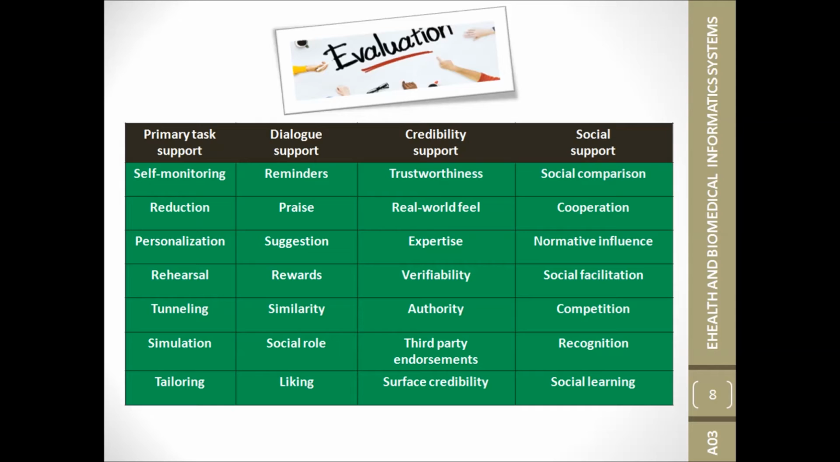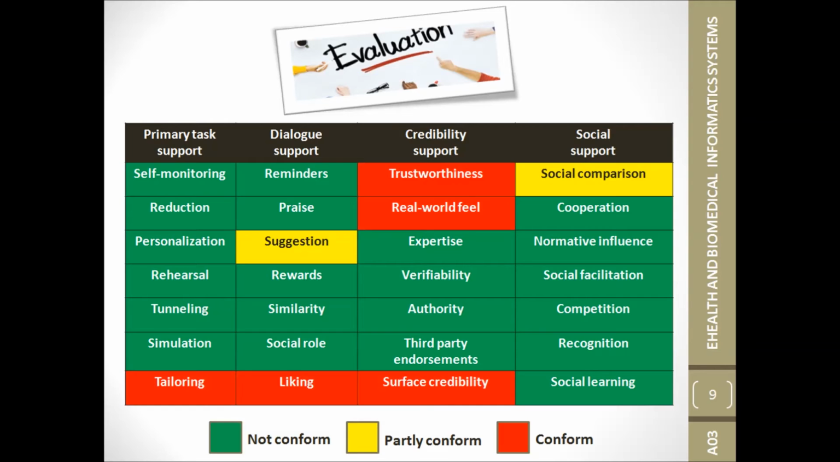So when it comes to evaluation against these criteria, FOODSWITCH conforms to only some features. Firstly, the tailoring feature in the primary task support principle. Particularly, FOODSWITCH provides tailored content for distinct user groups, including people looking for foods with less fat, less sugar, less salt, and gluten-free products, etc.